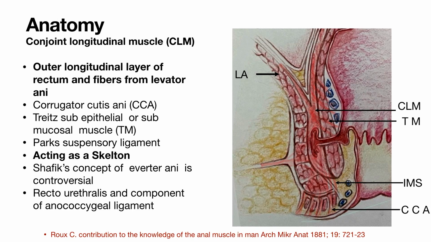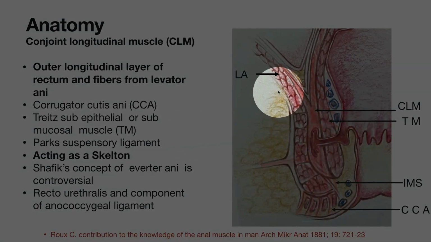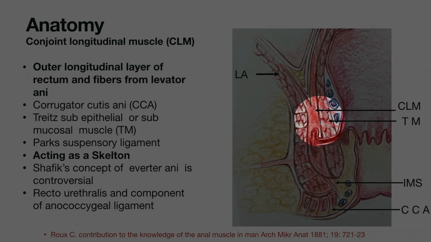Another muscle in between the two is the conjoint longitudinal muscle, which is actually the outer longitudinal layer of the rectum. The fibers of the levator ani contribute towards that, and when it comes to the skin, it is called corrugator cutis ani. It has 4 branches: this is the circular muscle coming down with the conjoint longitudinal. Part of it goes to the submucosa, and here it joins the muscularis mucosae. These are the Treitz ligaments which support the submucosal cushions. Other fibers come down in between the two, which is called the intermuscular septum.